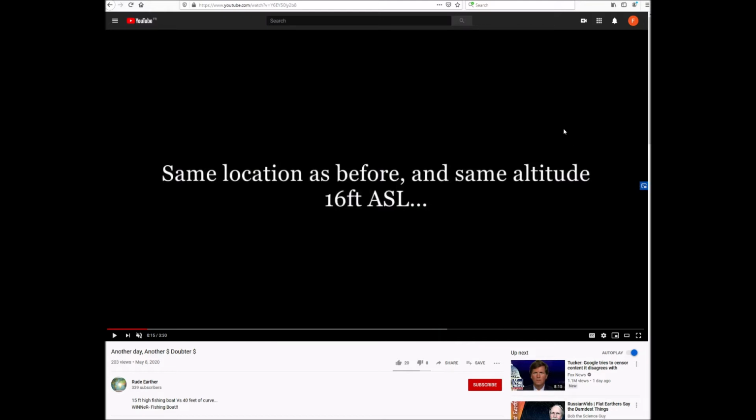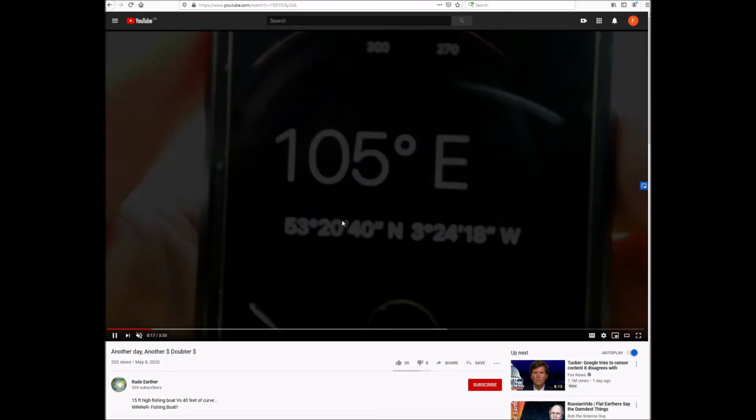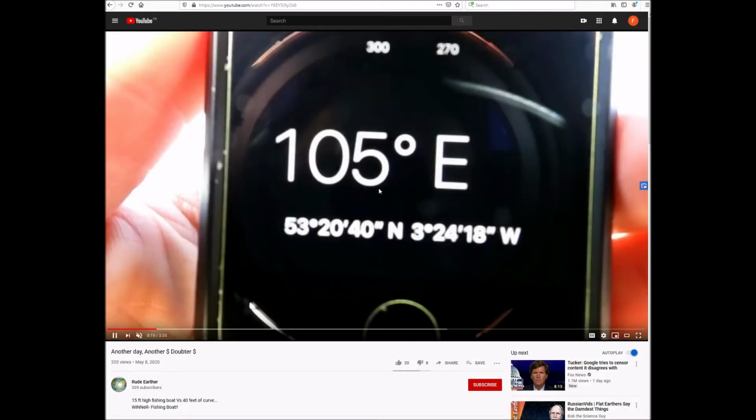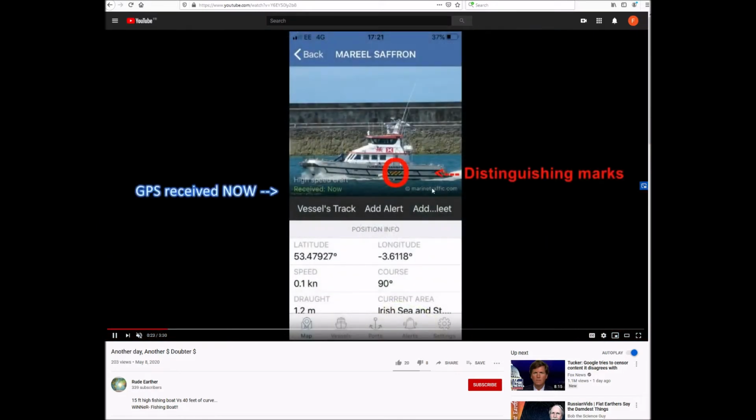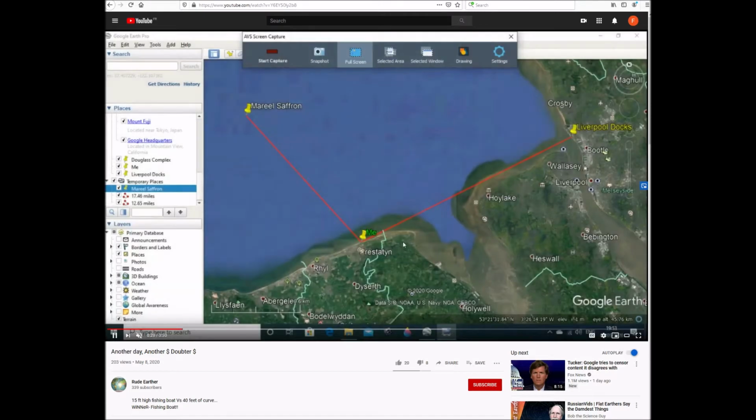This is Rude Earther's video that we see on the screen. His height is 16 feet. He shows us his location data, and this is information about the boat, including the location of the boat. This is from Google Earth, his observer point, the boat location, and the Liverpool buildings.